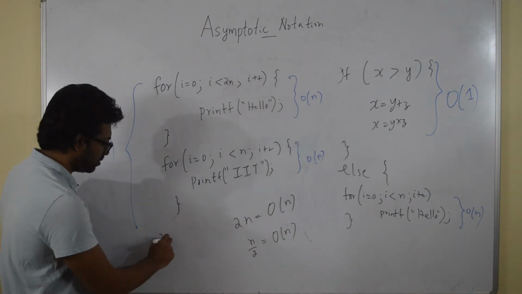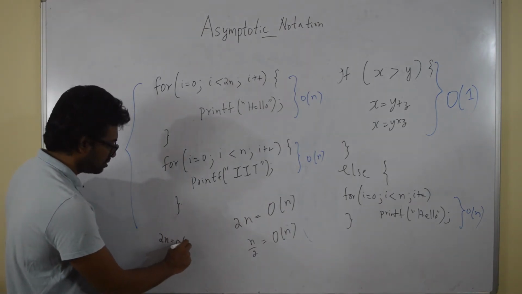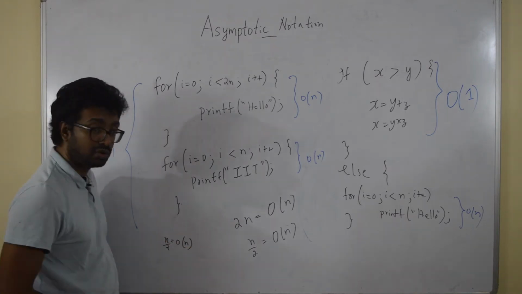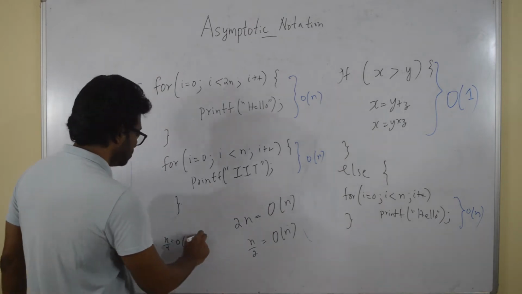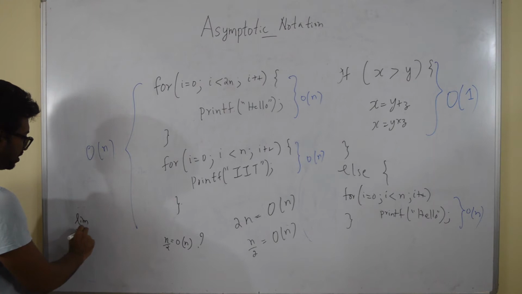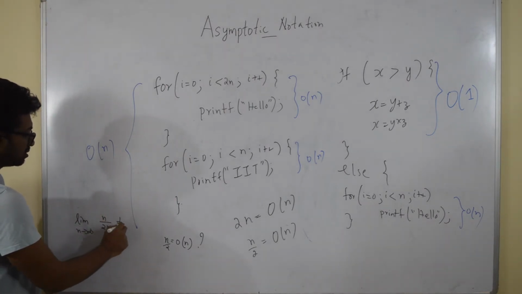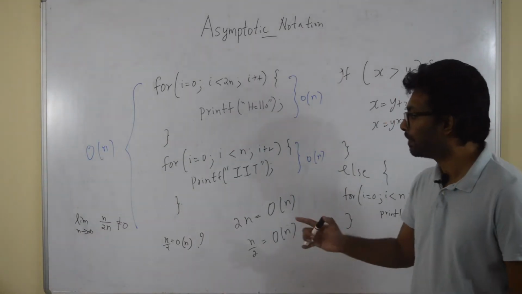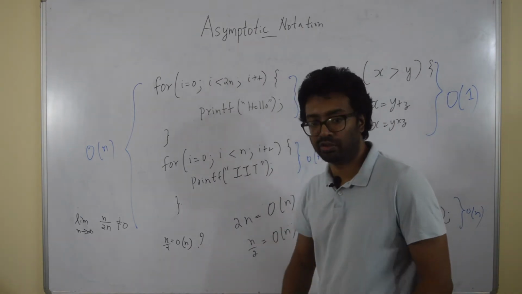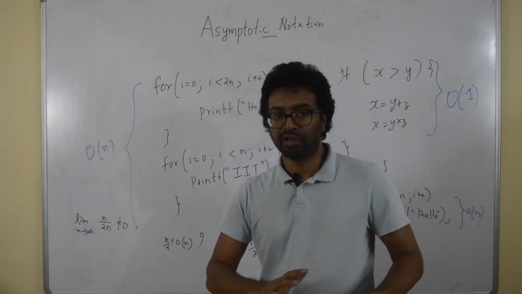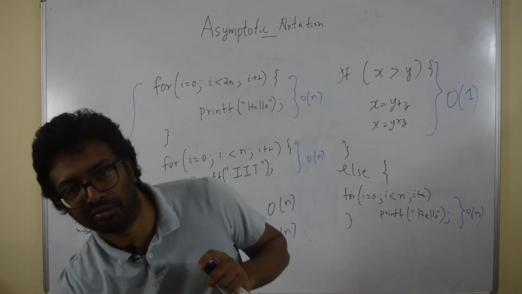Now, just a slight thing. Is n by 2 equal to small o of n? Is this true? This is small o. This is not true, because the limit as n tends to infinity is not equal to 0. So n by 2 is not equal to small o of n. We deviated a little bit. Let's come back.